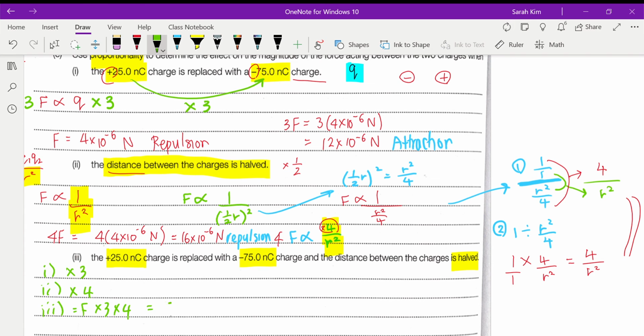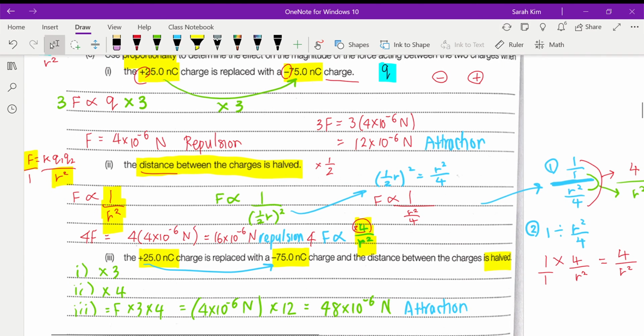So that's simply, what was my F? My F was 4 times 10 to the power of negative 6 newtons times a factor of 12. So that would be 48 times 10 to the power of negative 6 newtons. And look, again, the positive changed to a negative, so the direction changed. So it would be an attraction because we started off with a repulsion.